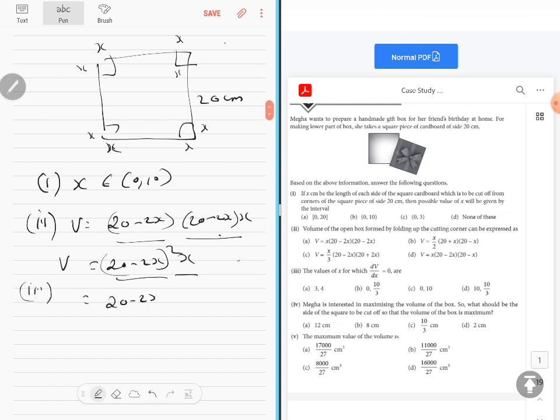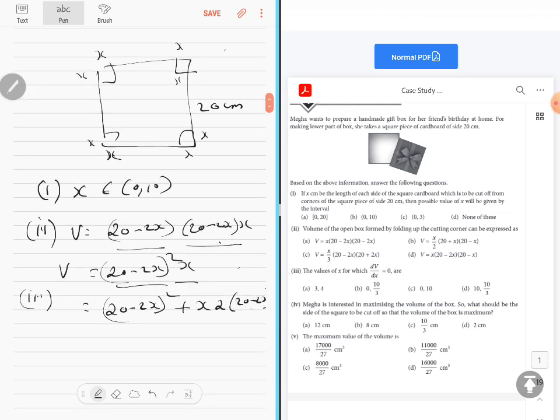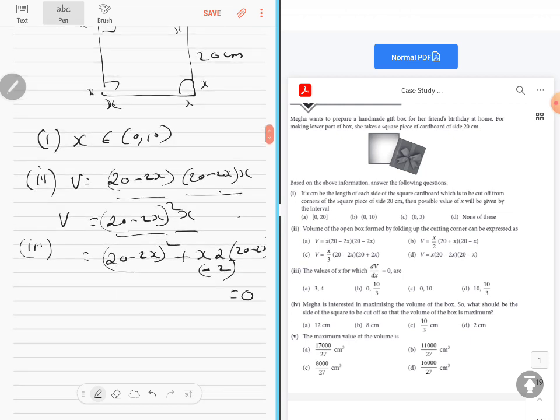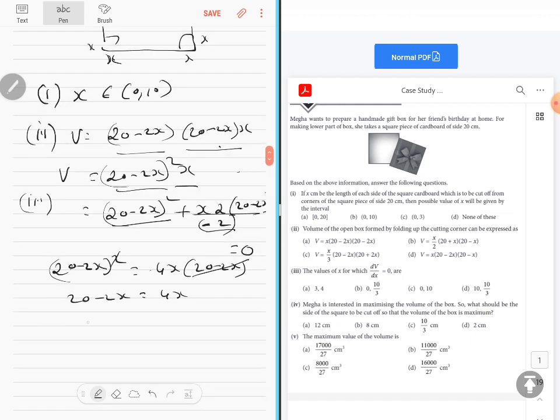The first one write as it is and differentiate the second one, which gives just 1, plus the second one write as it is and differentiate the first one, which gives 2 into 20 minus 2x into minus 2. So this is equal to 0. So therefore this is equal to this whole thing. So 20 minus 2x the whole square is equal to 4x into 20 minus 2x. 20 minus 2x the whole square will get cancelled. So 20 minus 2x is equal to 4x. So then 20 is equal to 6x. So x is equal to 20 by 6, which is 10 by 3.